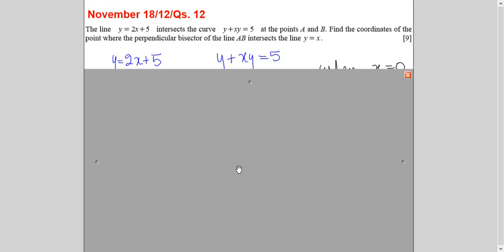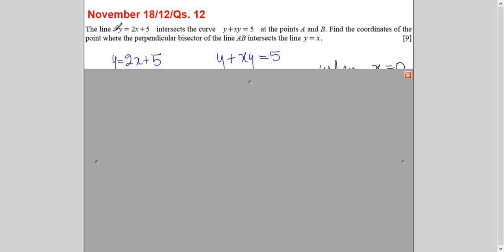So let's just start with the question. The question is taken from November 18, variant 1, question 12. In coordinate geometry, I would suggest one thing. When you read the question, draw a rough sketch along so that you get an idea which line, which gradient, which midpoint we need to figure out.